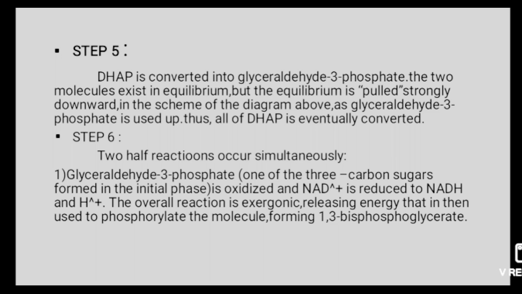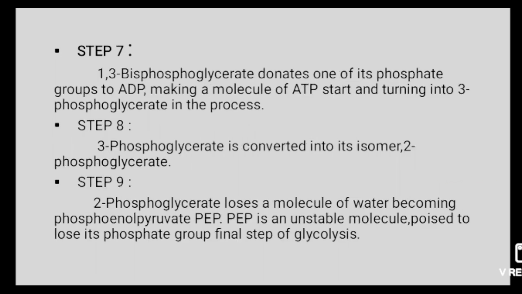NAD plus is reduced to NADH and H plus. The overall reaction is exergonic, releasing energy that is then used to phosphorylate the molecule, forming 1,3-bisphosphoglycerate. In the seventh step of the reaction, 1,3-bisphosphoglycerate donates one of its phosphate groups to ADP, making a molecule of ATP and turning into 3-phosphoglycerate in the process.